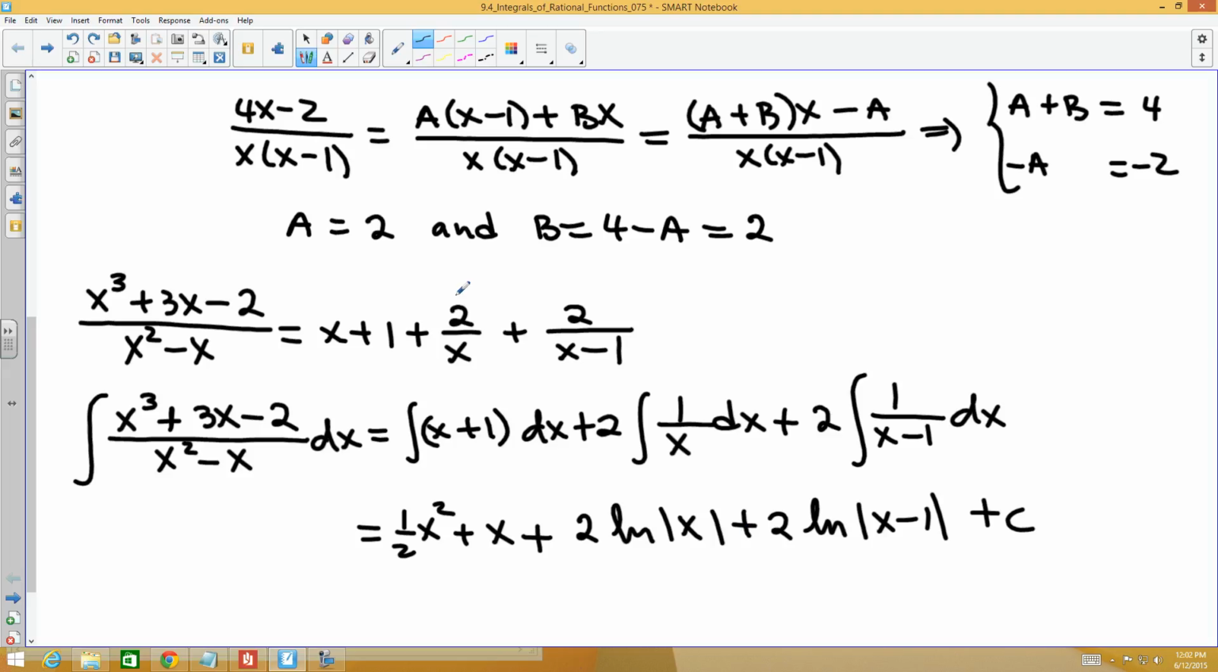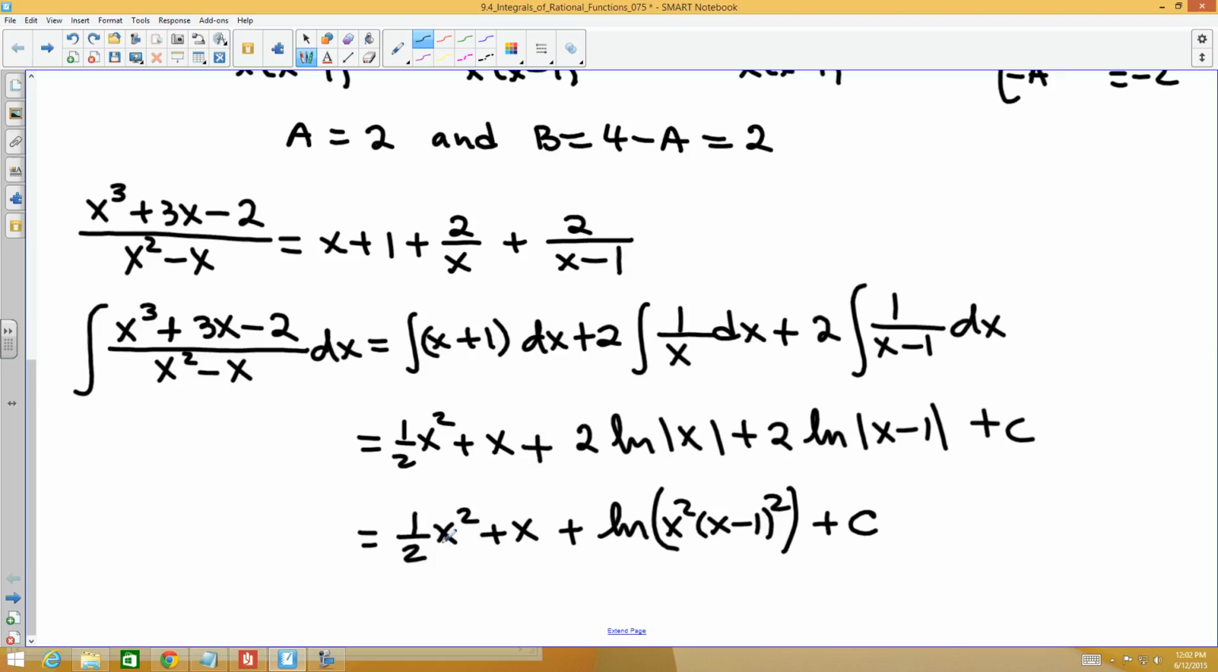Using the property of logarithms, we can simplify these two terms, and that gives us the following. We have 1 over 2 x squared plus x plus ln of x squared times (x minus 1) squared, all that plus a constant.